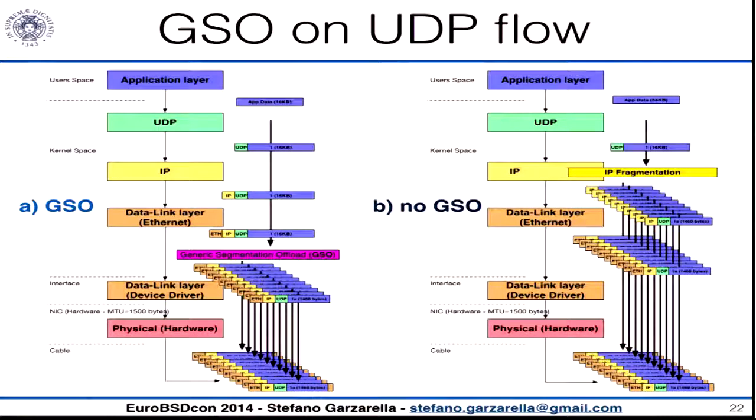As we said, GSO also supports UDP traffic. In this case, we need to perform IP fragmentation, but we delay this until just before calling the device driver, as we can see in the diagram on the left. On the right, if GSO is not enabled, the fragmentation is done at the IP level, and each fragment must cross the Ethernet level, which adds the same header to all fragments.